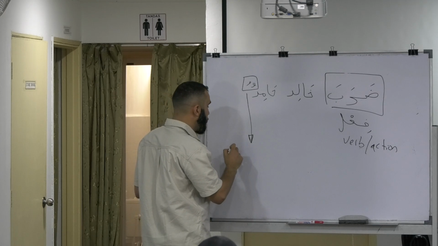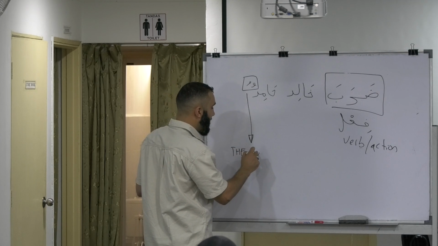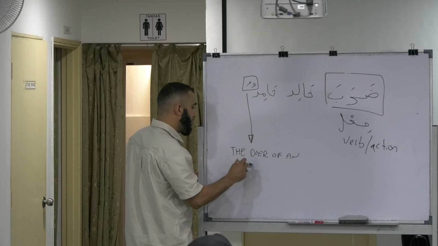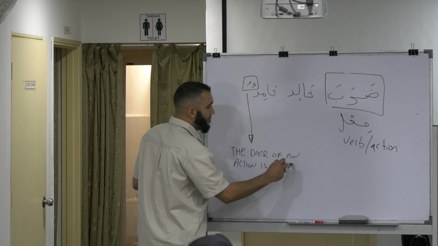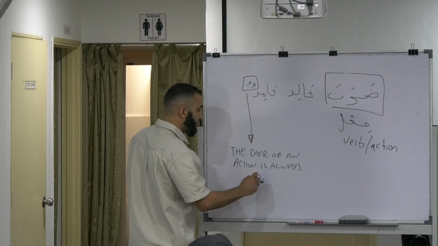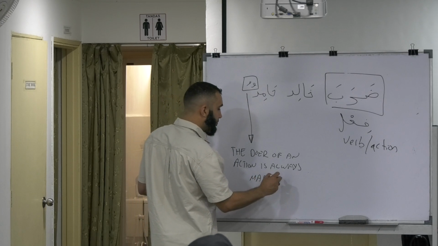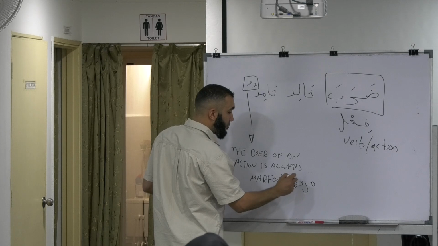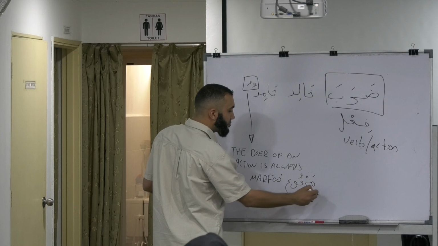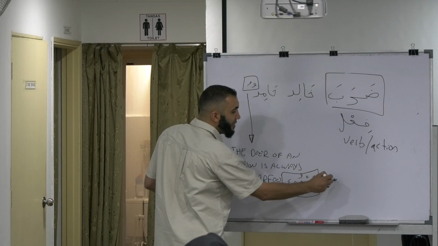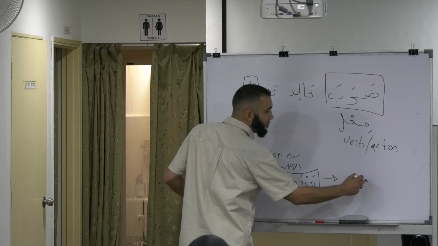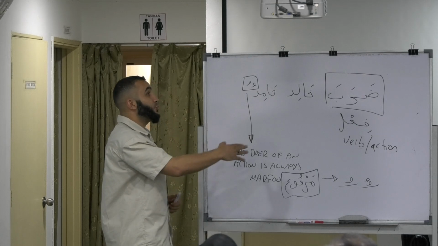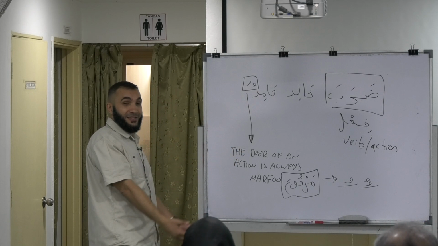We have a rule saying the doer of an action is always marfu'. Marfu', I don't know how to do ayn in English anyway. Marfu', like this, marfu'. What does marfu' mean? One of the ways to show a word is marfu' is through dhamma or tanween dhamma. Right? Then how do we indicate that a person is the one the action is being done to?